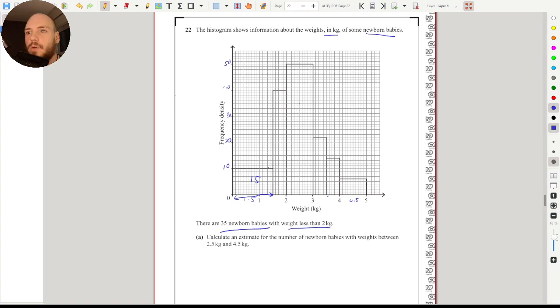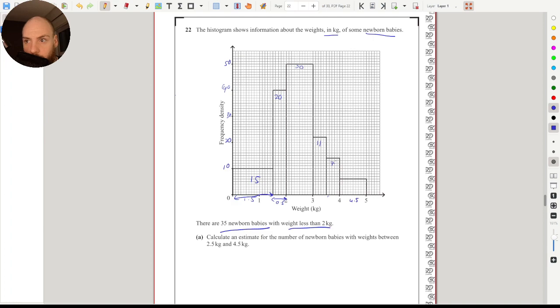What we'll do now is work out the frequency of all these classes. The next class has a width of 0.5, so 0.5 times 40 gives us 20. So the area of that bar is 20. This bar here has a width of 1 and a height of 50, so it represents 50. This is 0.5 and 22, so that would be 11. This is 0.5 again, and it looks like 14, so 7.